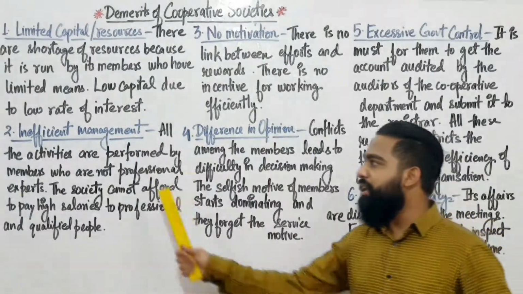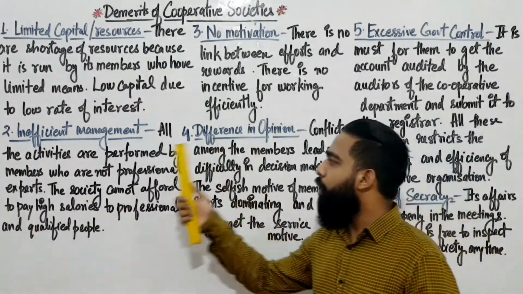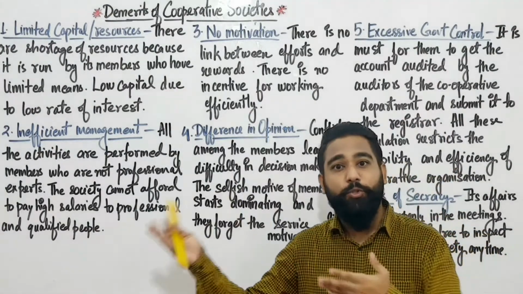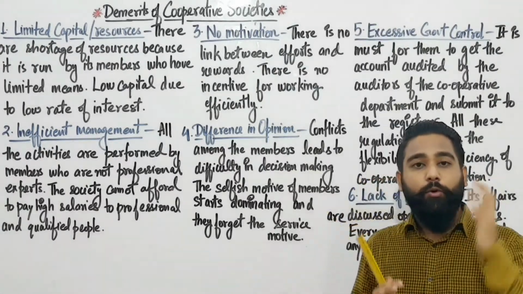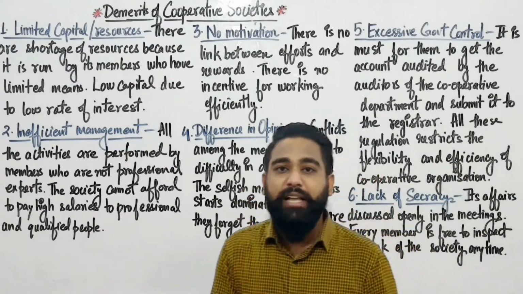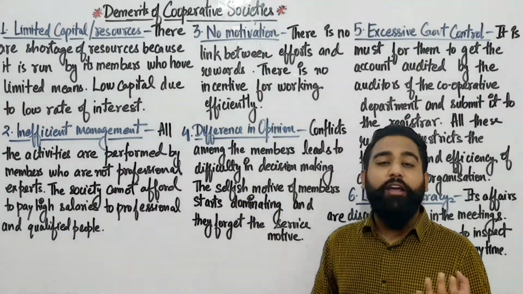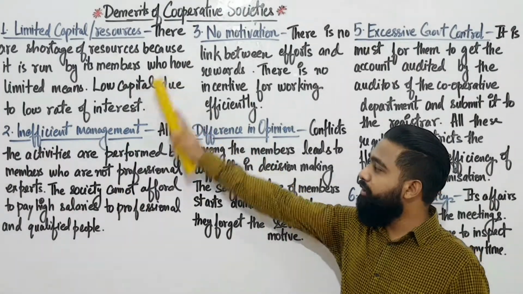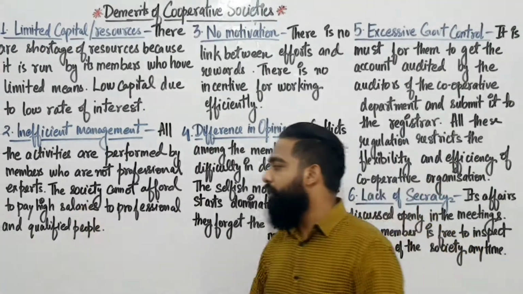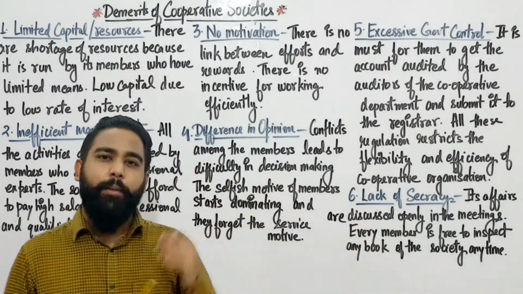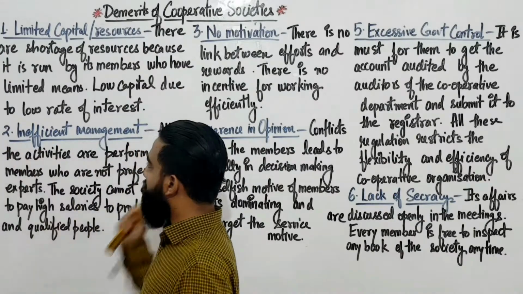Now let's come to the second one, that is inefficient management. They don't have a very fantastic management. They don't have the skills. Fine. So all the activities are performed by members. Those poor fellows, those members, are not professionals. They don't have the qualification, they don't have the skills. They are not professional experts. Now, as you all know that they have limited capital resources, the society cannot afford to pay higher salaries to professional or qualified people. They don't have that much amount so that they can appoint professionals and qualified people. So that's your second limitation, that is inefficient management.